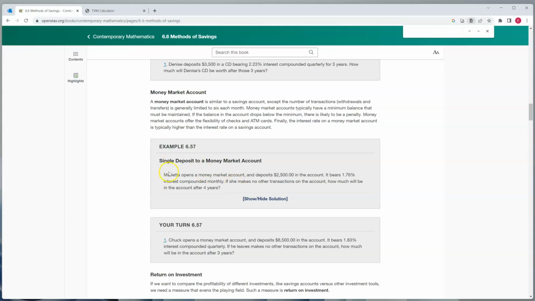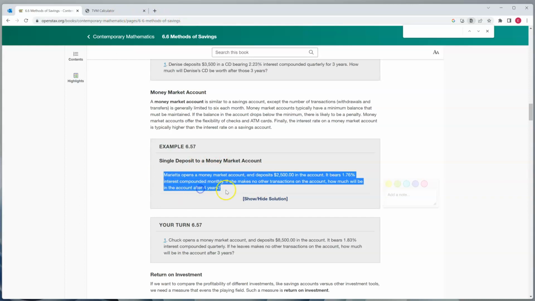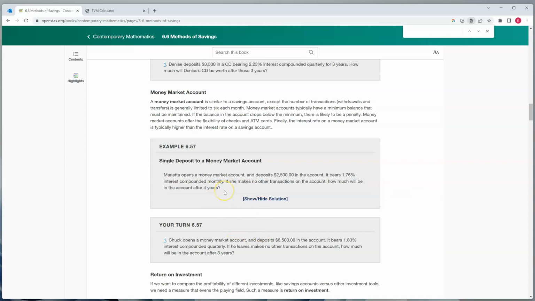So let's look at Marietta. She opens a money market account, deposits $2,500, and it's going to bear 1.76% interest compounded monthly. So if she makes no other transactions on the account, how much will she have in 4 years? This is a math textbook type problem. This is not a real world problem. If you have a money market, a lot of times you're moving money into it and out of it. It's a very dynamic account, but just for the sake of this math and how to use the TVM calculator, let's look at how that works.